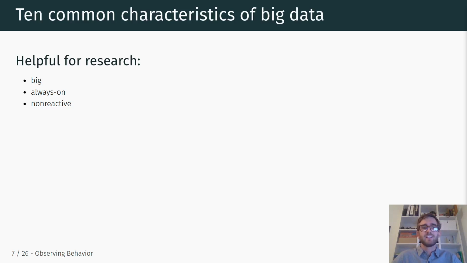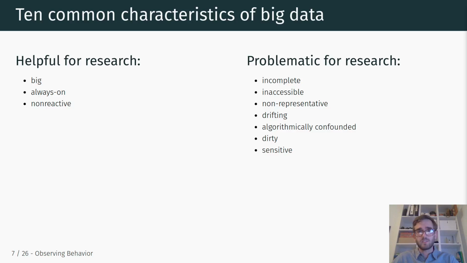In general, there are a couple of characteristics that are helpful for us as researchers. Among them, that these data are big, always on and non-reactive, and I'm going to talk in a second about each one in more detail to explain what exactly it means. But there are a lot of disadvantages and problems related to these characteristics of big data as repurposed data that are collected not with research in mind. They're usually incomplete, often inaccessible, non-representative, they can be drifting, algorithmically confounded, dirty and sensitive.